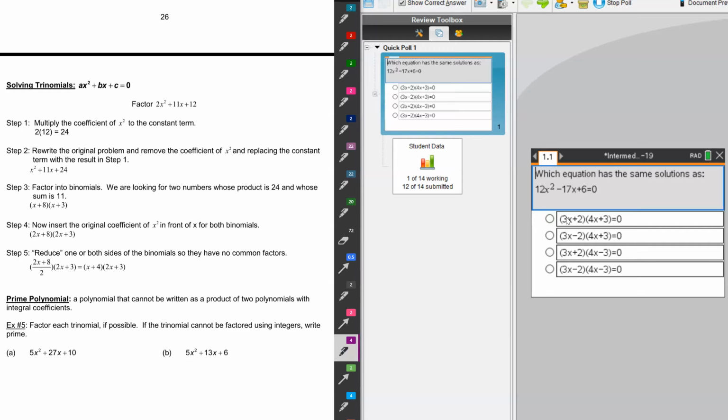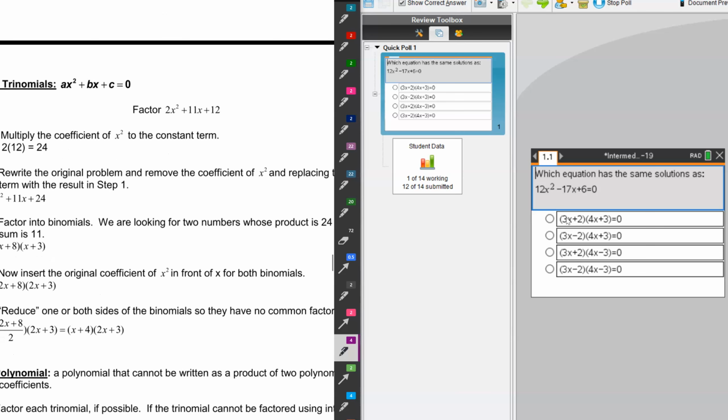Is this a special case? Is it a difference of squares? No, it's not, because literally a difference of squares has 2 terms. This has 3. Is this a perfect square trinomial? Probably not, because if you look in the middle, 17 divided by 2 is not a whole integer number. So no greatest common factor, not a special case. Then we go to factoring. So we have to factor using our solving trinomials with a greater than 1.